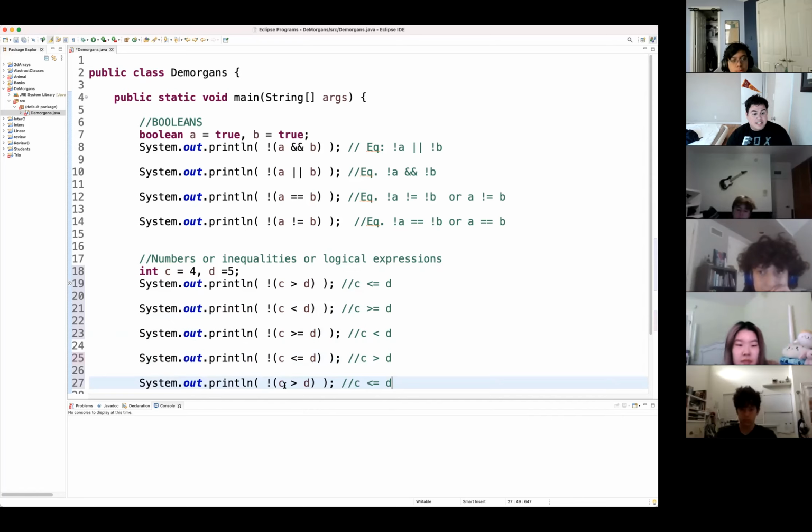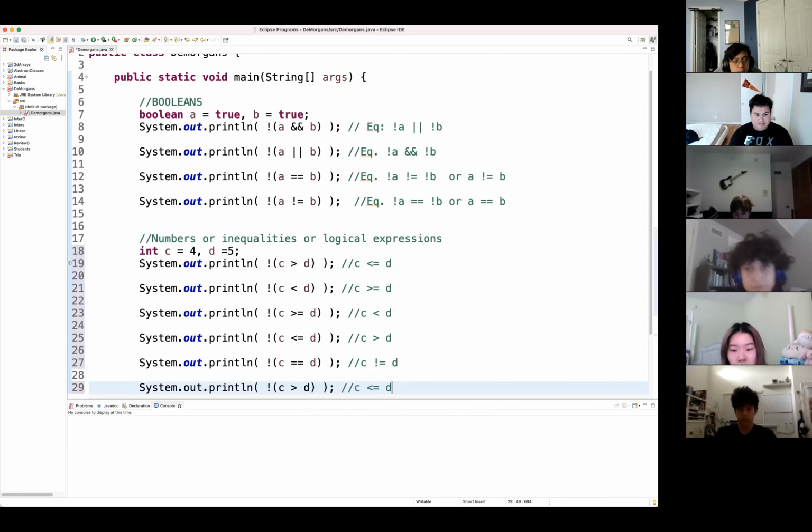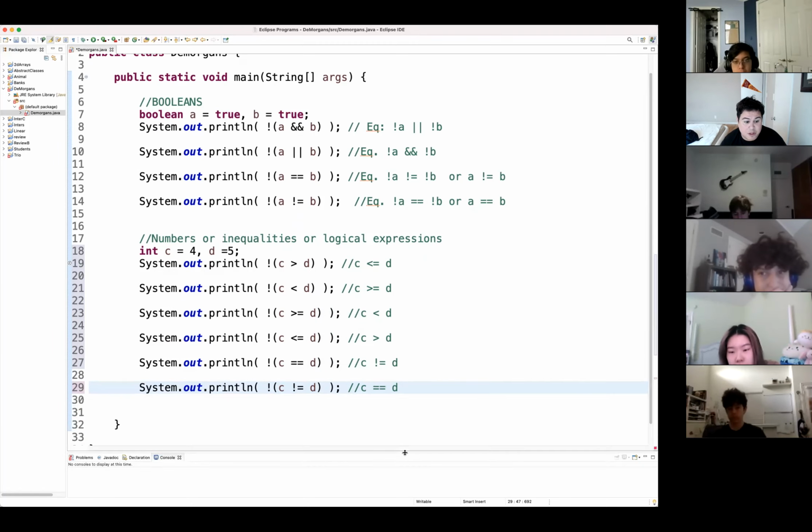So the last two are actually easy. Let's say I say not C is equal to D. This one's an easy one. C not equal to D. Bingo. And then the last one, not C is not equal to D. This would be C equals D. So basically what you're doing is flipping the expression on its head for the most part, with these ones being very similar to your Boolean expressions.